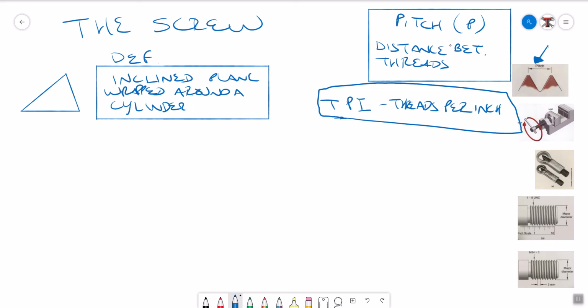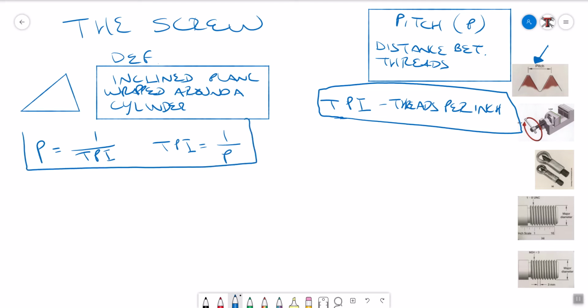So there is a relationship between these two that are going to be our two main equations that we have to learn about for screws. One of them is P is equal to 1 over TPI, or if we solve for TPI, it is 1 over P. So these are the equations that we're going to have to keep in mind. Pitch is equal to 1 over threads per inch, or threads per inch is equal to 1 over P.